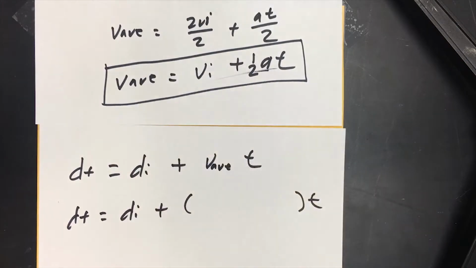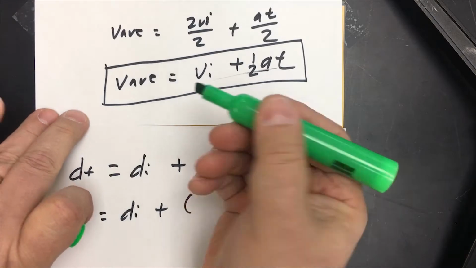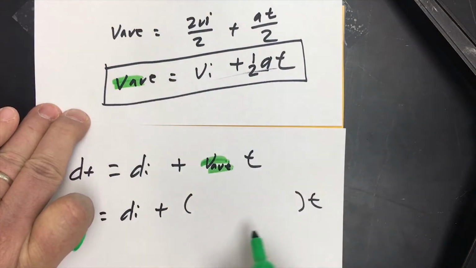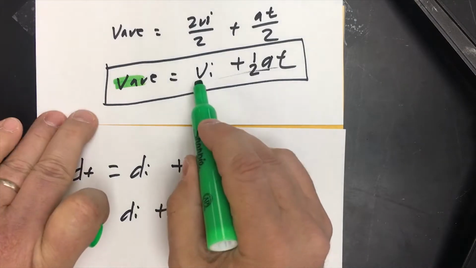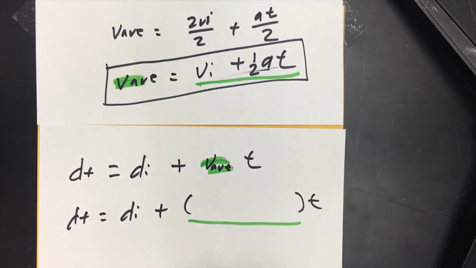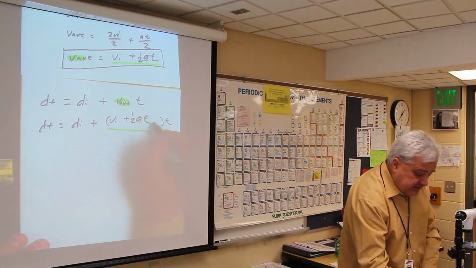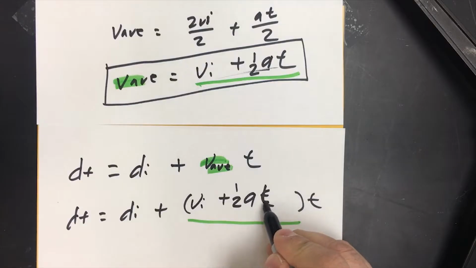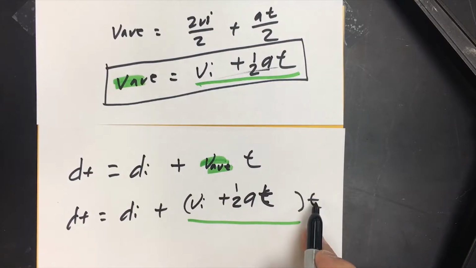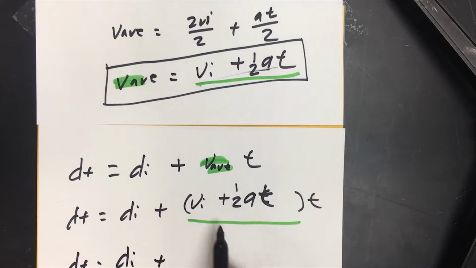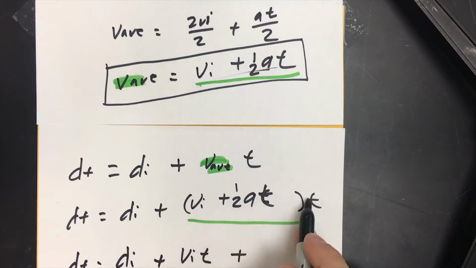Here's the all of that. I'll get my highlighter going again. Got the average velocity there. So what is average velocity? Well, that is average velocity: VI plus 1/2 AT. That's a T. Now I'm going to multiply the T into the parenthesis. So I have the initial, how far it is from the reference point to start with, plus VI times T plus 1/2 AT times T.